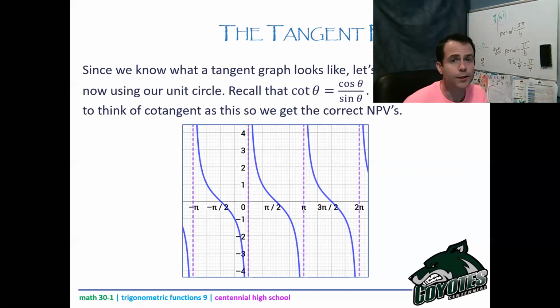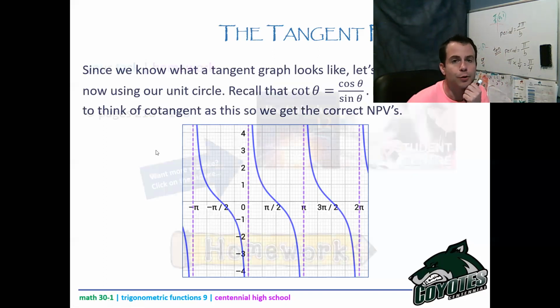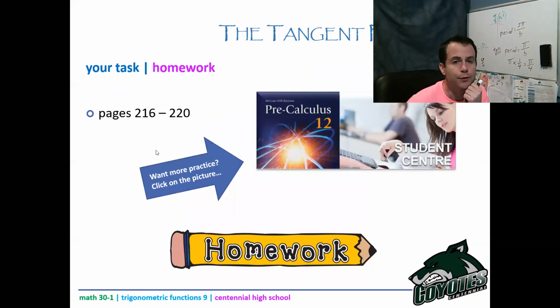And that's it. That's all you need to know for tan. You need to think about the fact that if we throw in a b value, that's going to change your period, but you're going to really see that change right away, because you'll see those asymptotes are farther apart or closer together. Okay? All right, so your job is to get through pages 216 to 220.